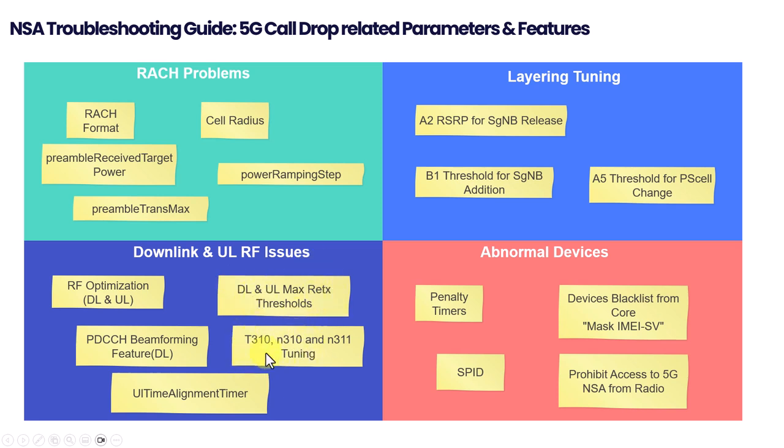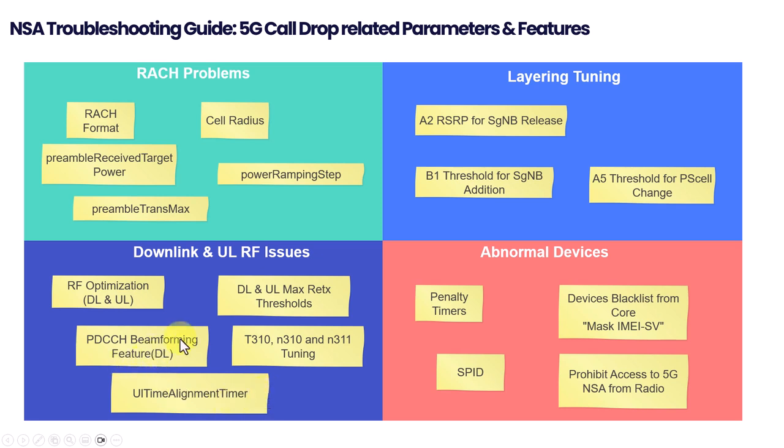Then this is related to the issue of, remember, expiry due to T310. For example, you can play around with these parameters to try to improve this kind of signature, which is T310 expiry. Then you have the uplink time alignment timer. This is just to avoid the scenario where you have the drop due to an uplink synchronization issue. This is, for example, as I told you, sometimes you find it infinity. You just need to check what is the appropriate value for the network.